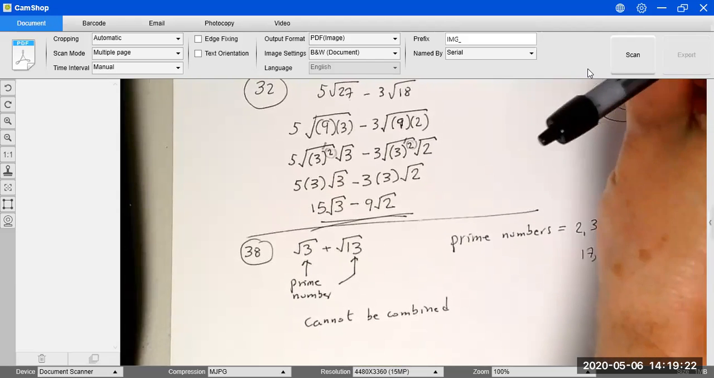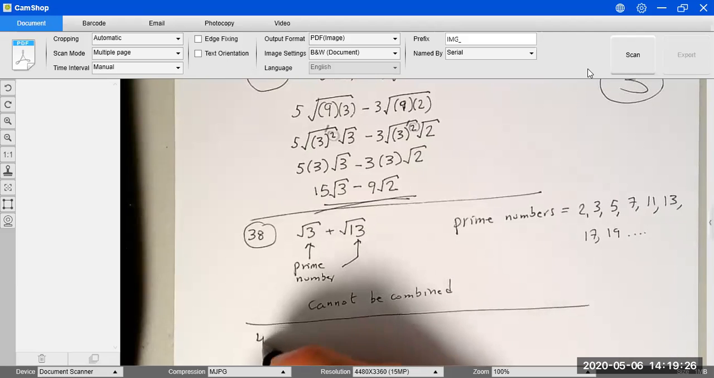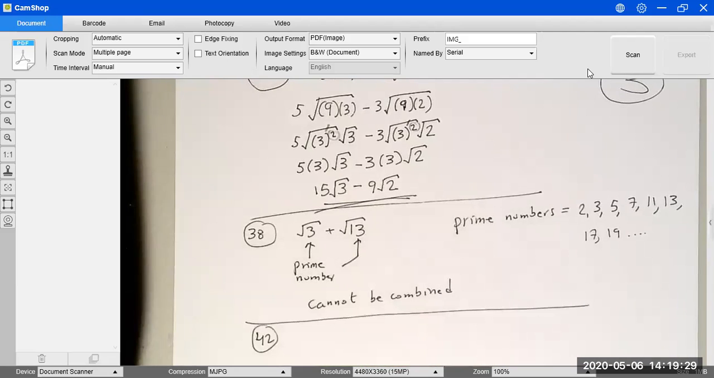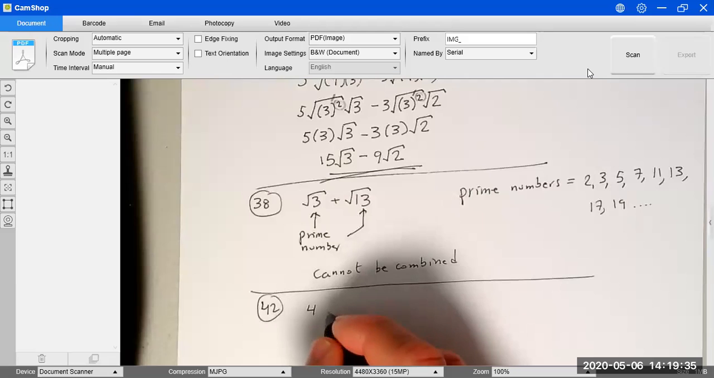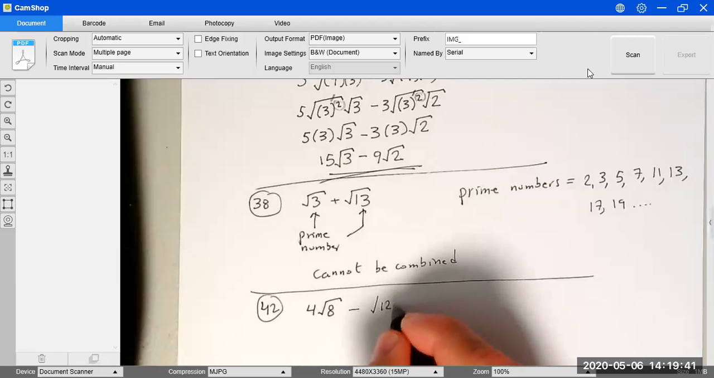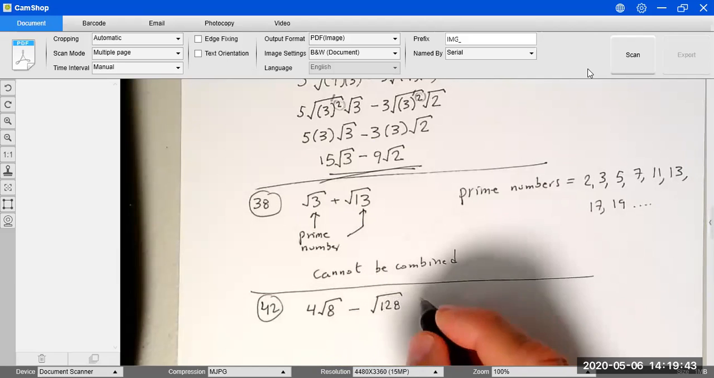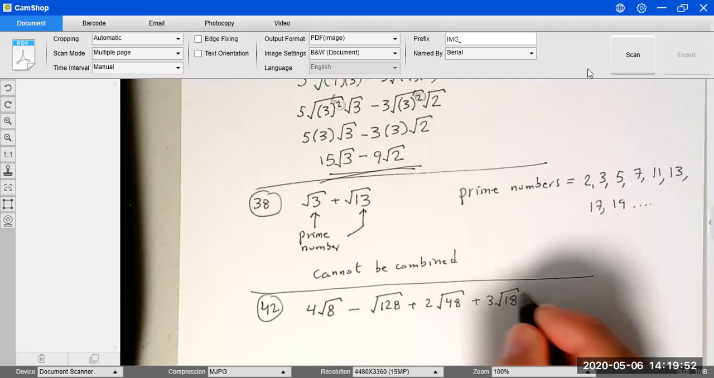Finally, we have problem 42. 42 is a four-term arithmetic expression, because it's not algebraic. It doesn't contain any variables. So we have 4 times the square root of 8 minus the square root of 128 plus 2 times the square root of 48 and plus 3 times the square root of 18.